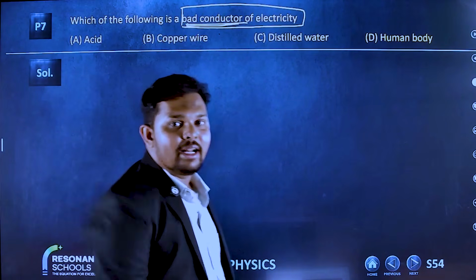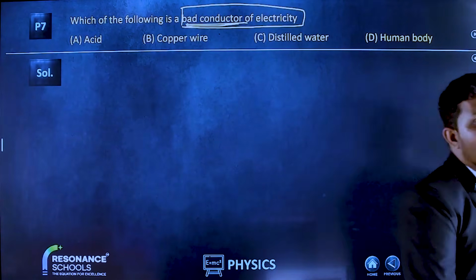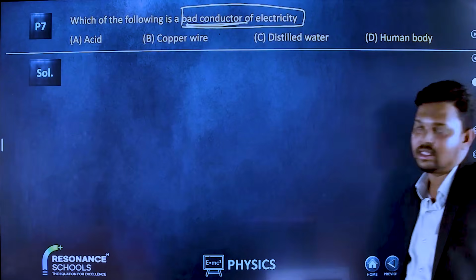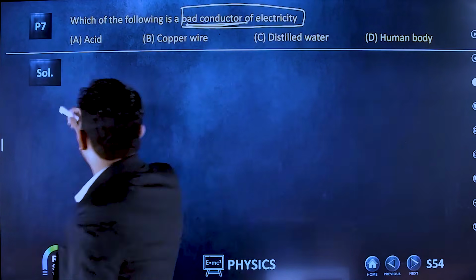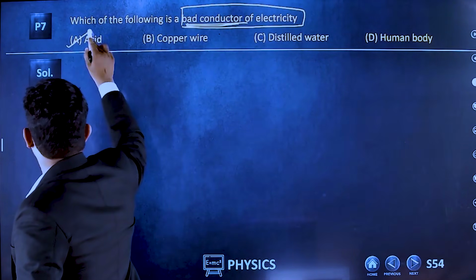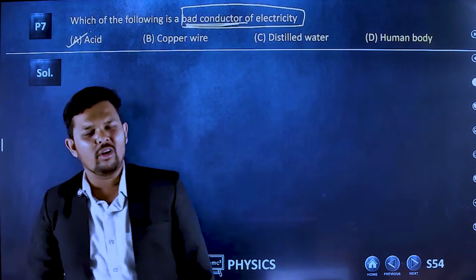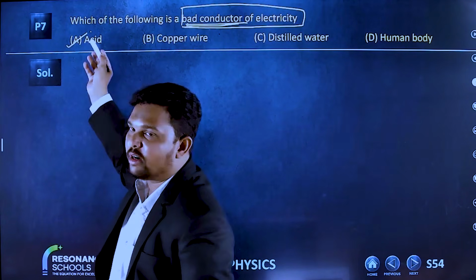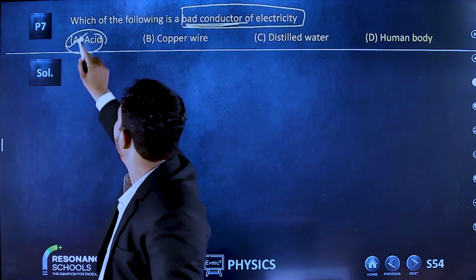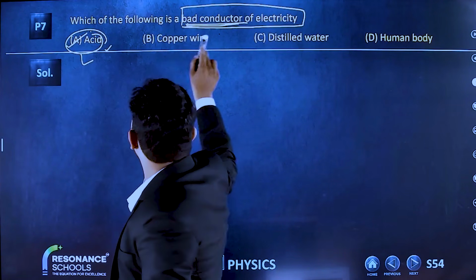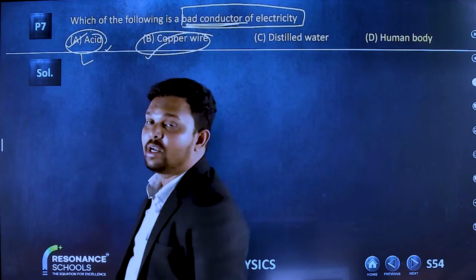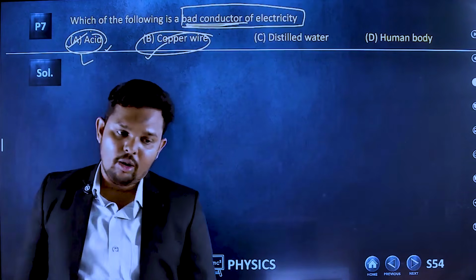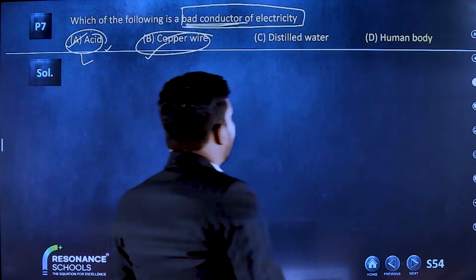So a bad conductor means nothing but something which does not conduct current. Acid is kind of salt water, or acid is basically H2SO4, so this is a good conductor of electricity. Copper wire is also a good conductor of electricity.